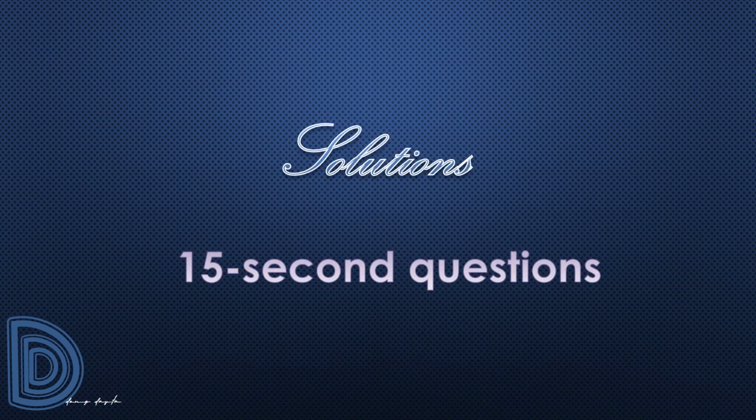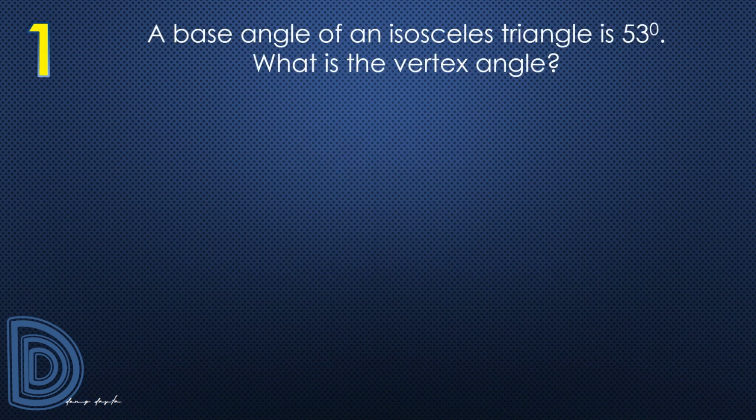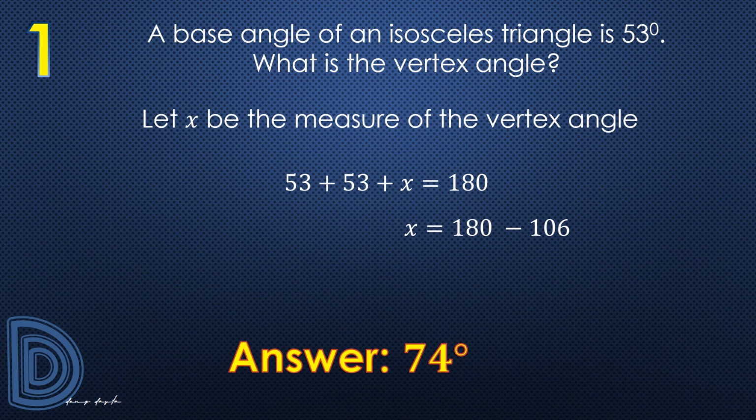Okay, at this point, let us discuss the answers to our 15-second questions. For question number 1, we are asked for the vertex angle. In an isosceles triangle, there are three angles: two base angles and a vertex angle. Let x be the measure of the vertex angle. So 53 plus 53 plus x equals 180. Solving for x, we have 180 minus the sum of the two base angles, 106. Then x is equal to 74. That is the vertex angle.